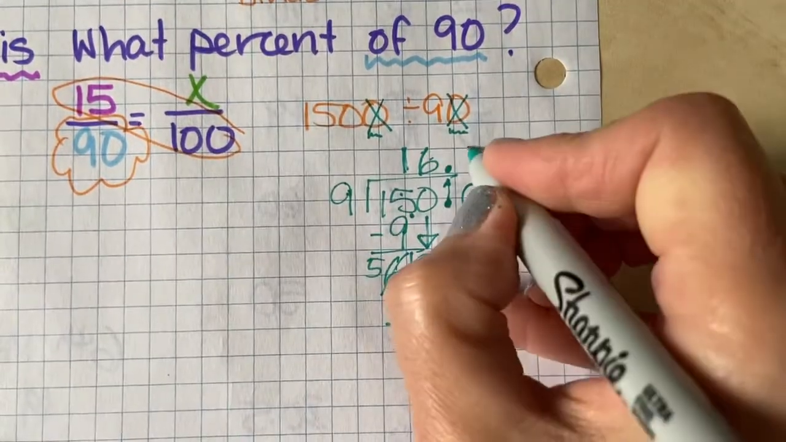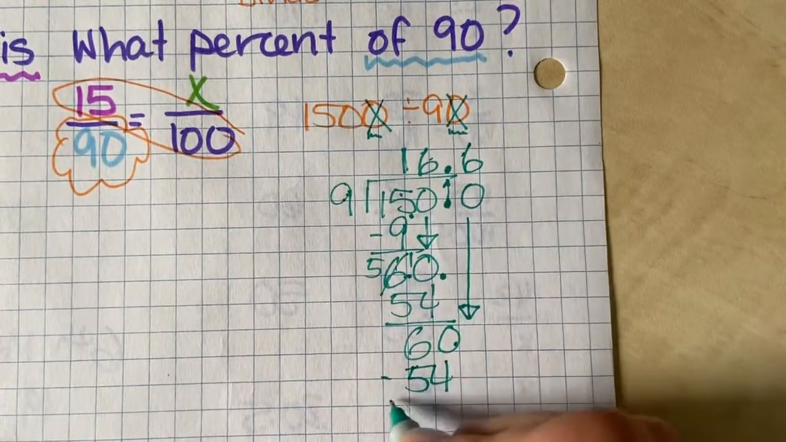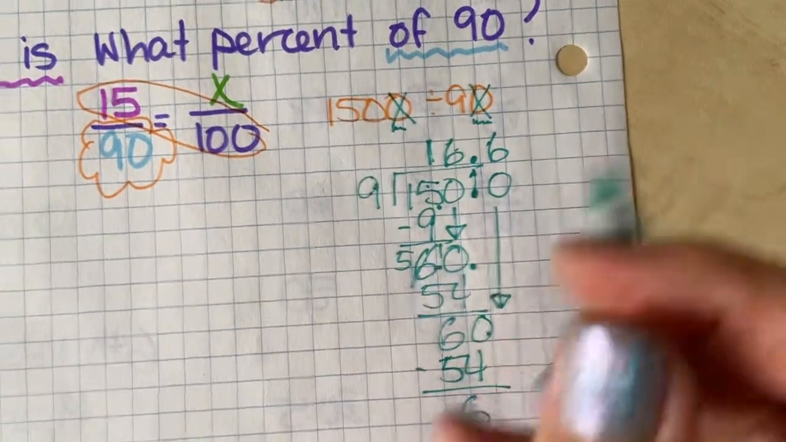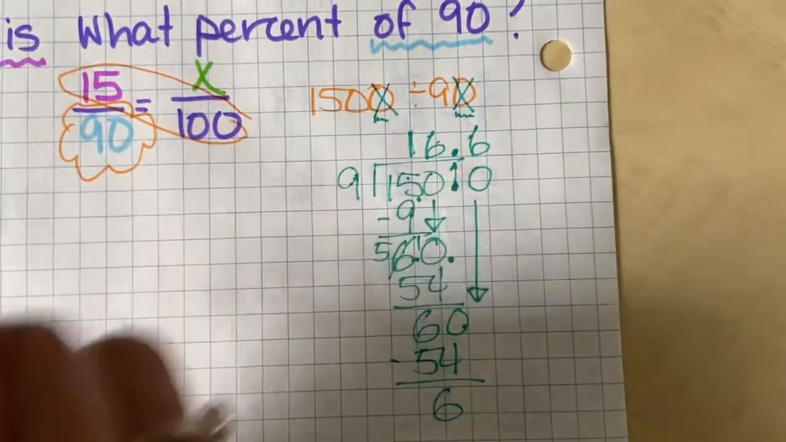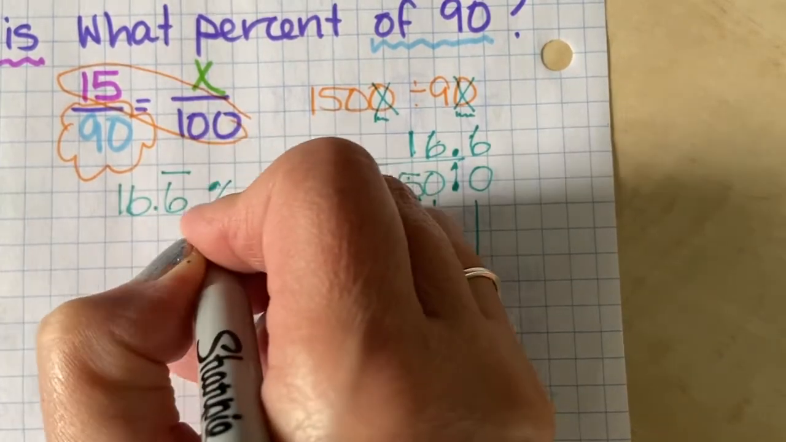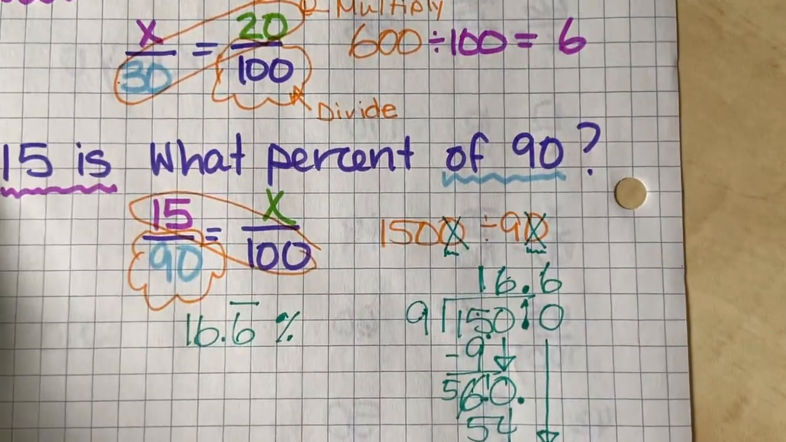9 goes into 60 6 times. 6 times 9 is 54. So you see your pattern already. You're going to keep getting a remainder of 6. That means that that's a repeating decimal. So I would say it is 16.6 repeating percent.